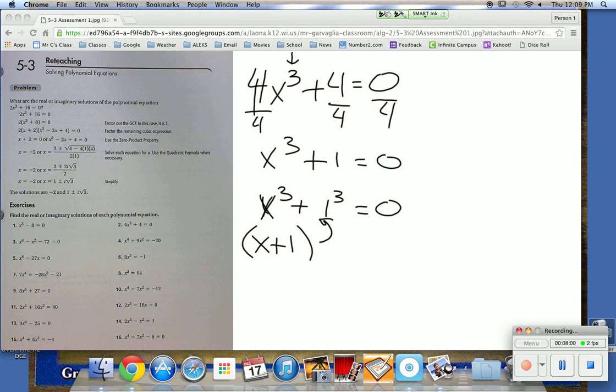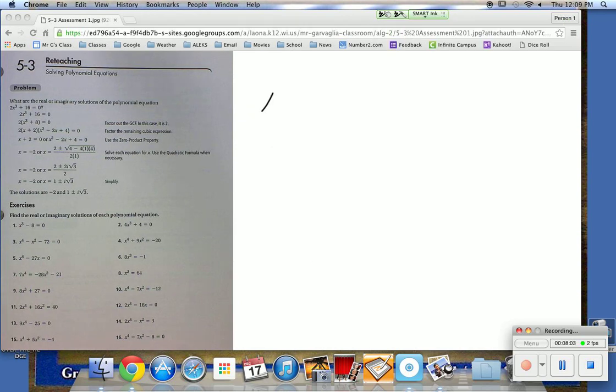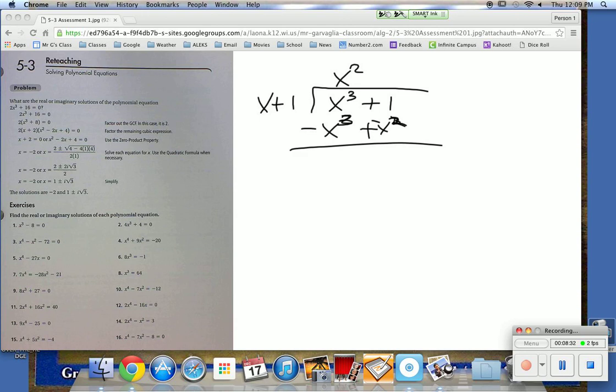So let's set that up. X plus 1 out of x cubed plus 1. All right. What do we multiply x by to get x cubed? X squared. So we end up with x cubed plus x squared. But we're going to change the sign on both of these. And we end up here with 0 minus x squared plus 1. See how we brought that down?